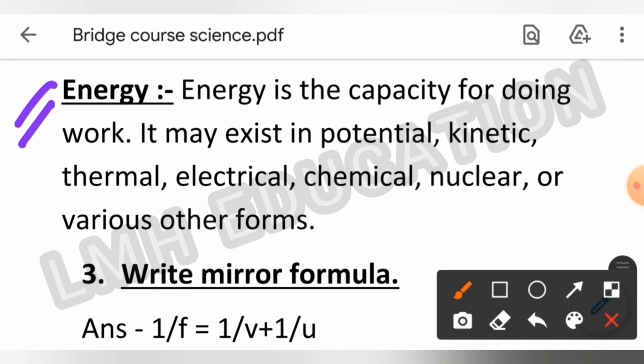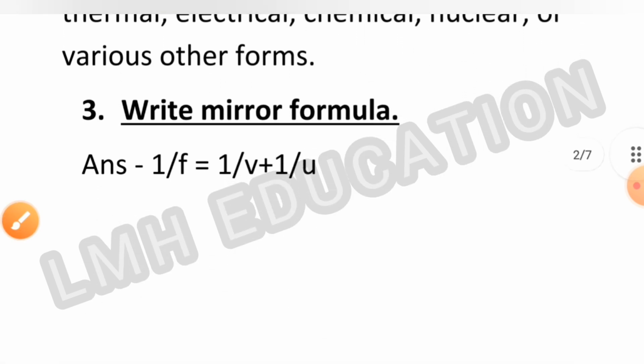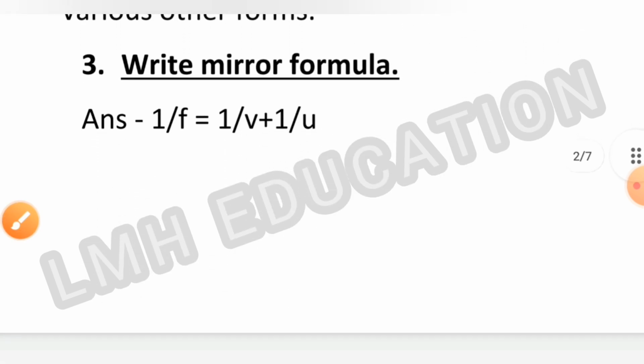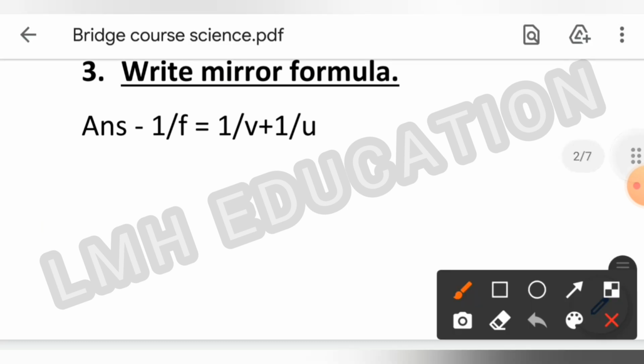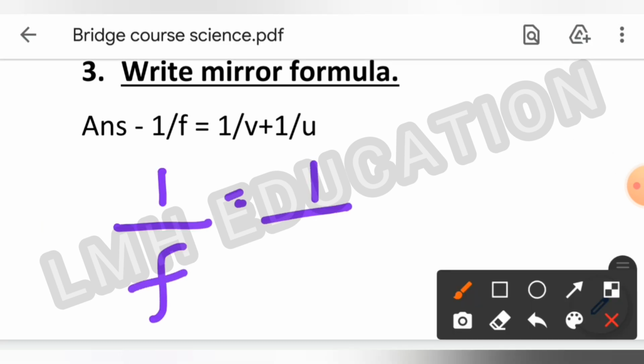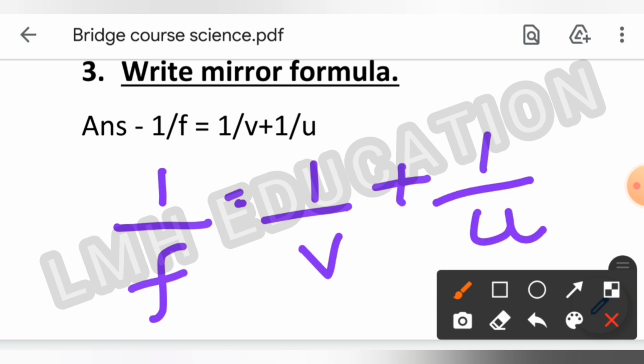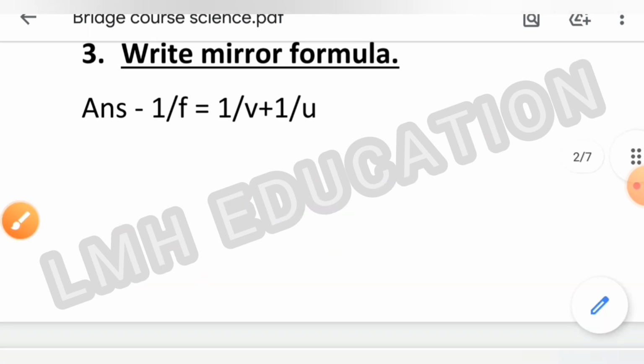Now we will move on to question number 3, in which you have to write mirror formula. So the mirror formula is 1/f = 1/v + 1/u. This is the answer of mirror formula. This is a formula. Next one, we'll move on to next question.